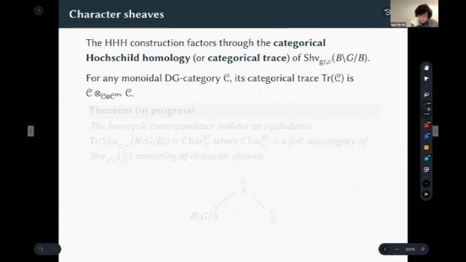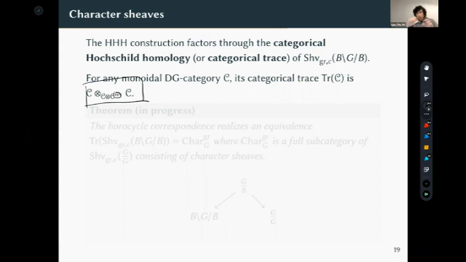So what is the categorical trace of a DG monoidal category? It's the same as the Hochschild homology, but instead of tensoring algebras, we are tensoring categories, but the definition is the same. You see this over here. There's this ref here instead of op, because for categories, op has another meaning already. So ref just means that you swap the monoidal structure.